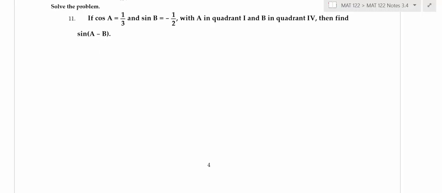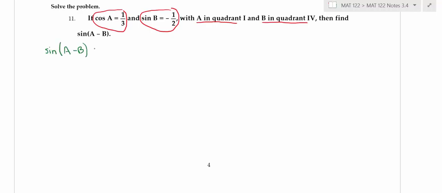So you're actually given two things. You're given the cosine of A as 1/3. You're also given the sine of B as negative 1/2. You're given A in quadrant 1, B in quadrant 4, and your job is to find the sine of A minus B. Okay, so if you're going to find the sine of A minus B, the very first thing you want to do is pull out the identity.